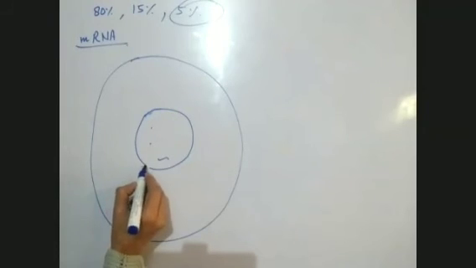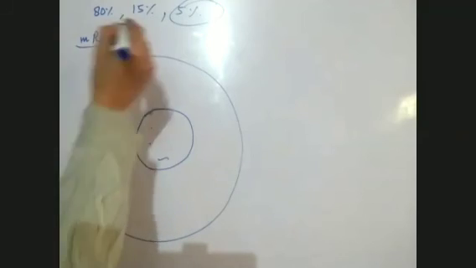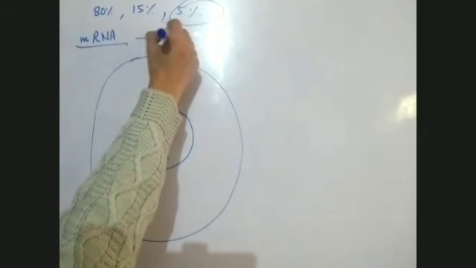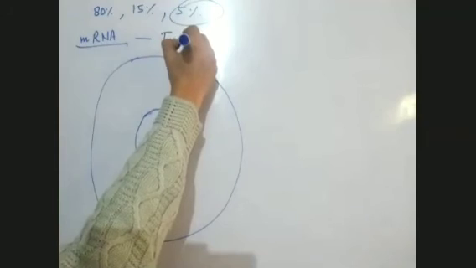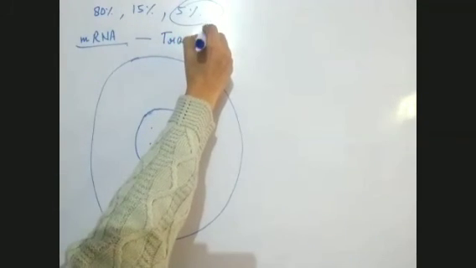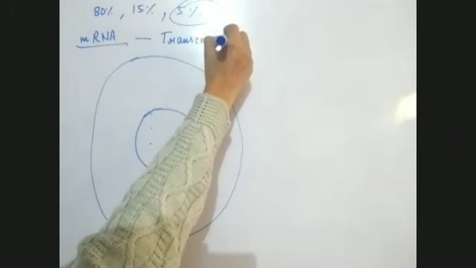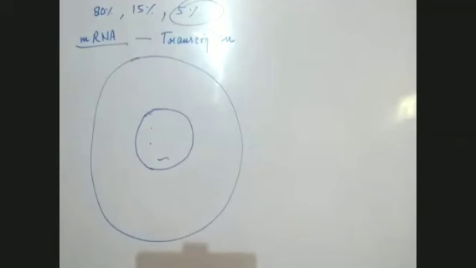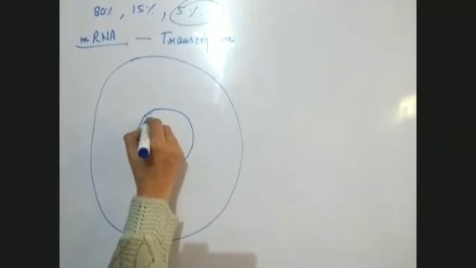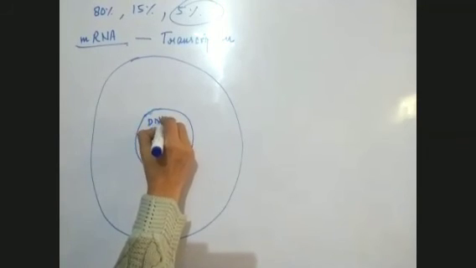In the nucleus, the process by which it is formed is known as transcription. You must have heard about this process, transcription. This is the process by which this messenger RNA is formed. Now, how is it formed? There is DNA in the nucleus. DNA is present in the nucleus.